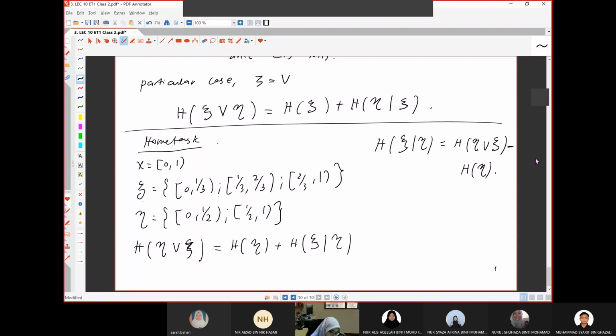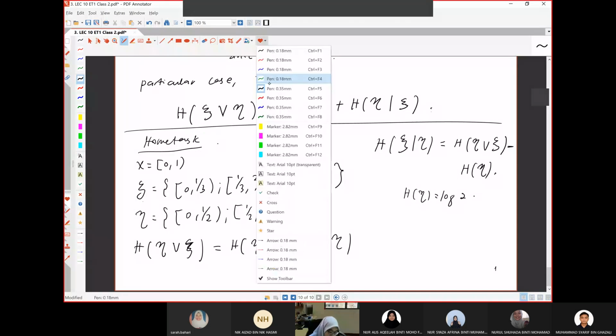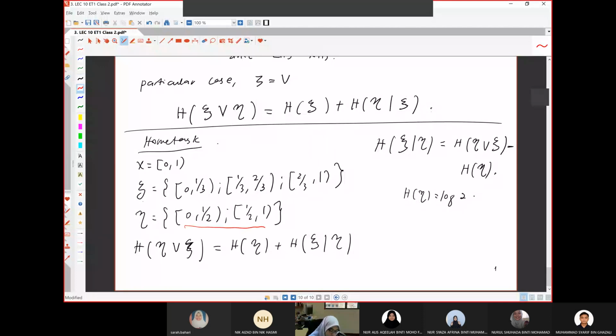In previous examples, you know our H of eta is log 2. Why log 2? Because we know this is symmetric. If symmetric, it follows the number of elements in that partition. So this has 2 elements in the partition, that means it is log 2. If 3 elements, it means log 3. But this applies for the symmetric case. But you have to show how to get log 2 in the question.